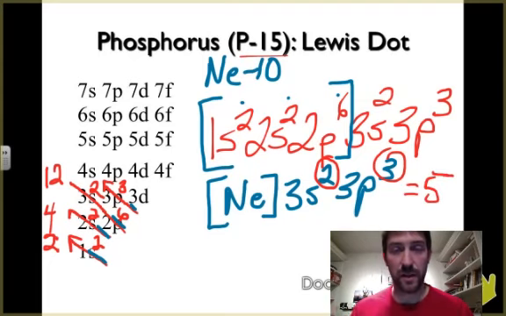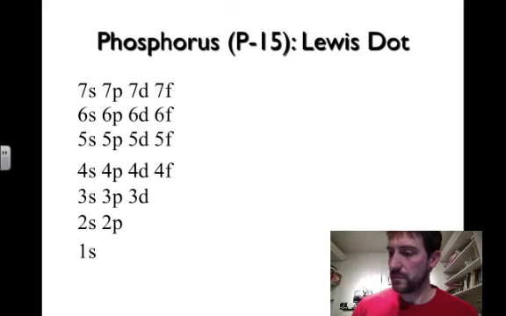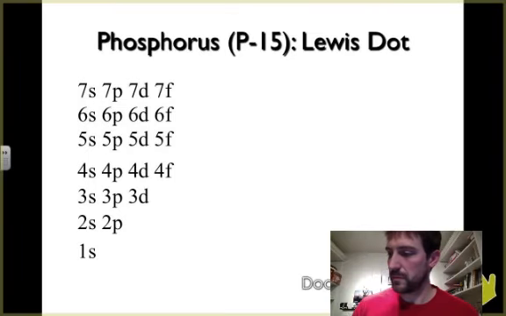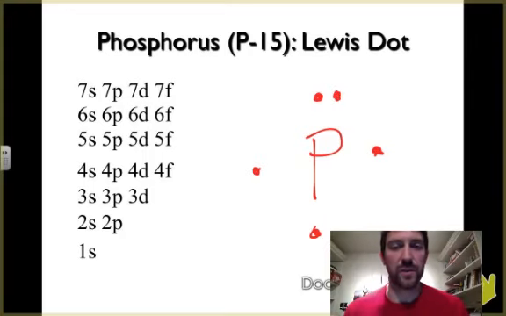So I'm going to clear the screen. We need to remember we have 5 valence electrons. To write that out, I put my elemental symbol, and then I put my valence electrons: 1, 2, 3, 4, 5. This is the electron dot structure for phosphorus.